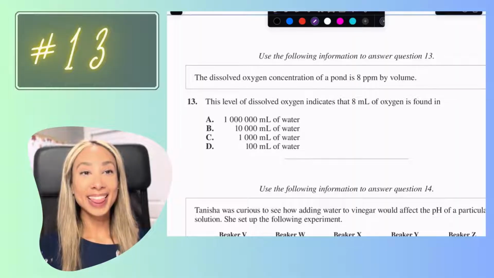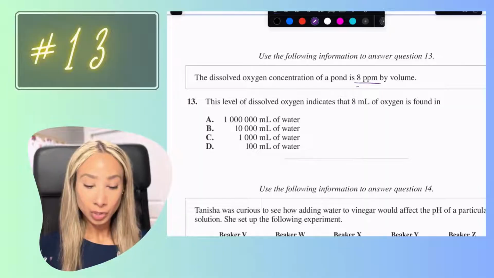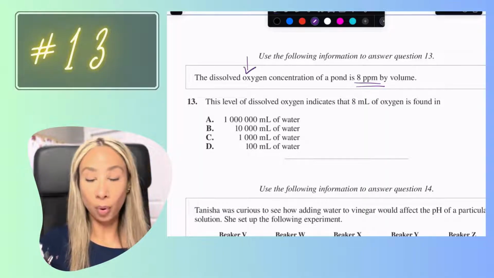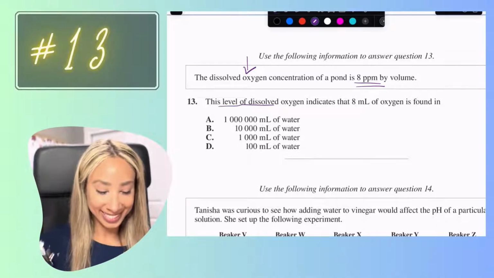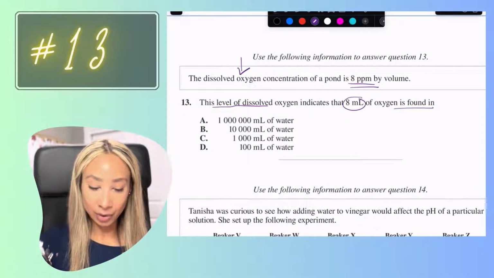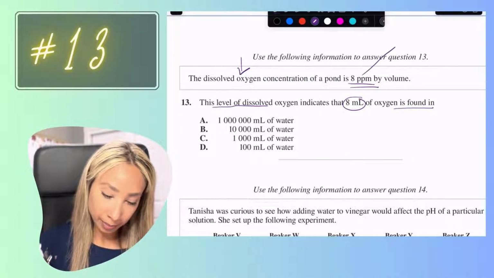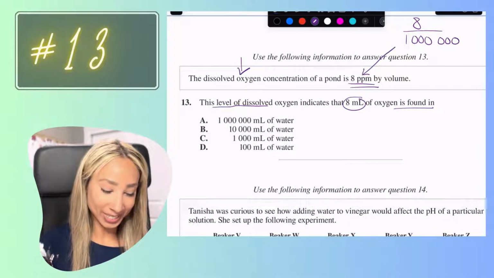Okay, number 8. The dissolved oxygen concentration of a pond is 8 parts per million by volume. So what this means is if you had 1 million milliliters of water, 8 of that would be the dissolved oxygen. So this indicates that the level of dissolved oxygen, that 8 milliliters, is found in blank. So essentially, if I were to write it out, just so we're clear, we're saying it would be something like this. So then that means the only option for this that's going to work is going to be A.